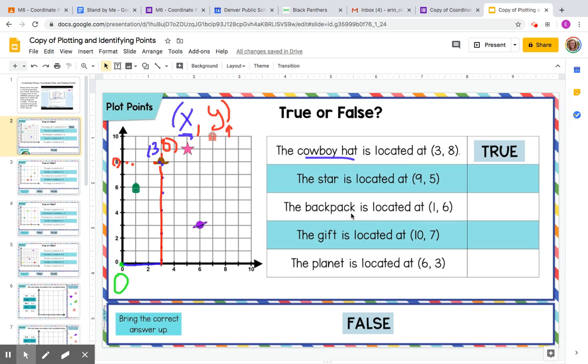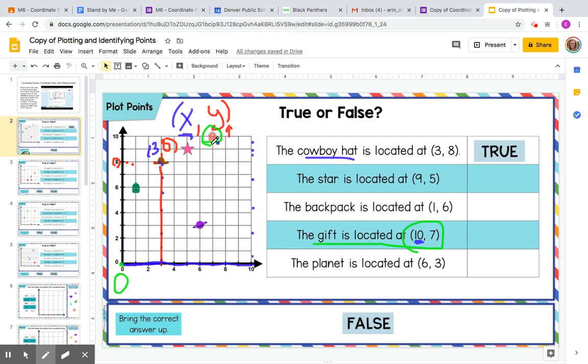Now I want you guys to think. Let's take a look at this one. It says the gift, which is right here, is located at 10, 7, which means it's over 10 on the x-axis and up 7 on the y-axis. So let's take a look. I see 10 is right here, so we're going to go over 1, 2, 3, 4, 5, 6, 7, 8, 9, 10. I don't see anything on x equals 10.